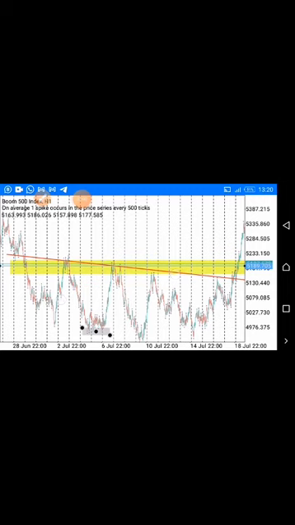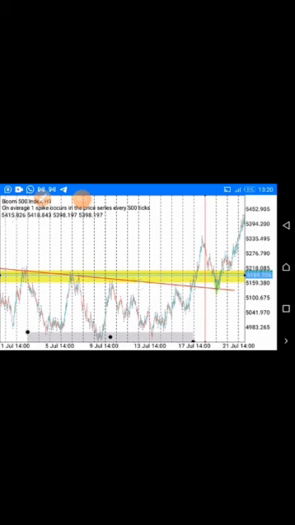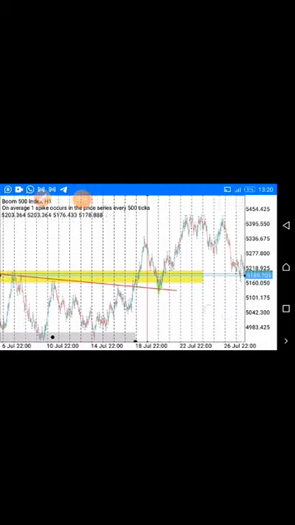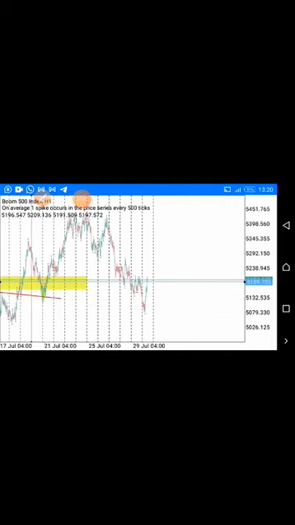You can see that this region was actually a support zone. Here, wide here, where you see the yellow color, the yellow bar, it was our resistance zone. Okay, it was our resistance zone. That is how it was, guys.